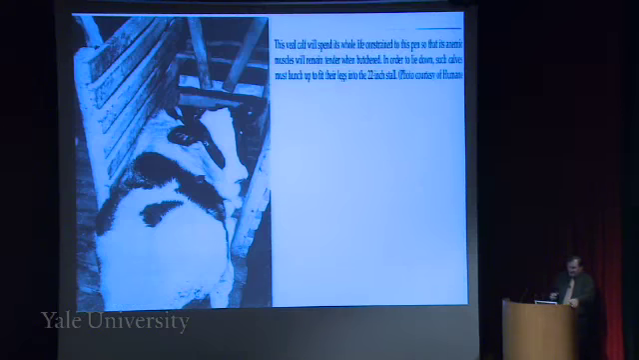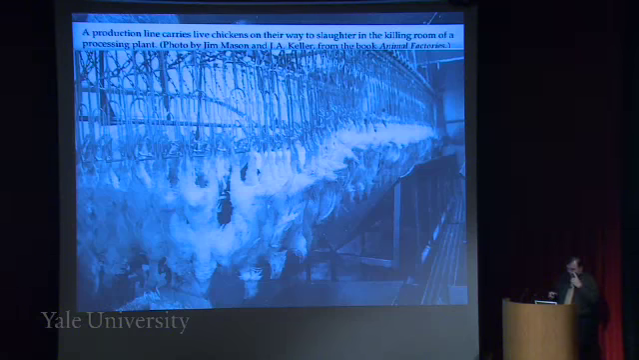This is a picture of a calf confined to a very small space, and you'll see more about this in a video I'll show in a moment, being raised for veal. And it says this veal calf will spend its whole life constrained to this pen so that its anemic muscles will remain tender when butchered. In order to lie down, such calves must hunch up to fit their legs into the 22-inch stall.